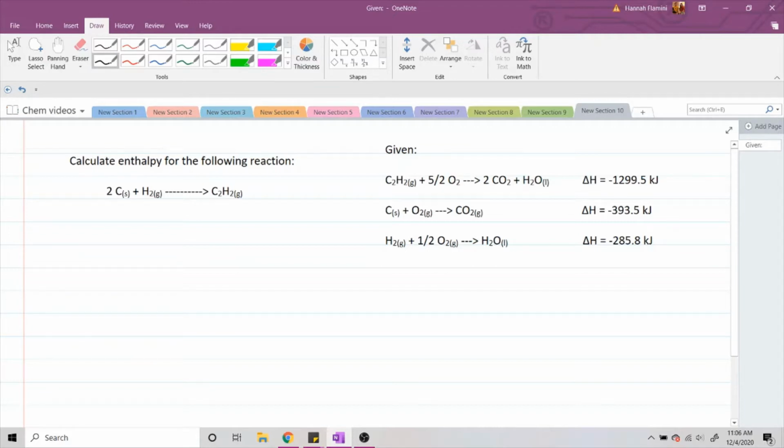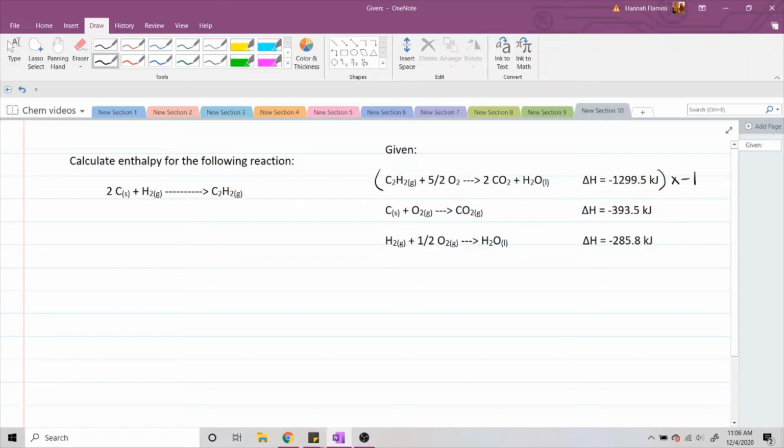So looking at this first equation right here, C2H2 is a reactant, and in the equation we're trying to get, it's a product. So we are going to flip this equation, and they both have a coefficient of 1, so we don't need to multiply it by anything other than -1. So multiplying by -1 will flip it, and it'll also change the sign of our delta H value because that is also affected when we multiply the reaction by something.